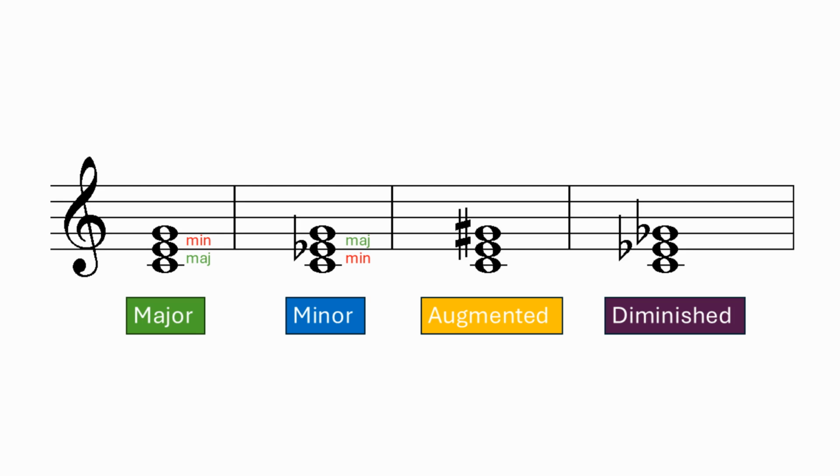A major third with a major third on top makes an augmented chord. C to E is a major third, then E to G sharp is another major third. A minor third with another minor third on top makes a diminished chord. C to E flat is a minor third, and then E flat to G flat is another minor third. By the way, if you need a bit more help with working out interval qualities, I'll link my intervals video beneath this one for you.